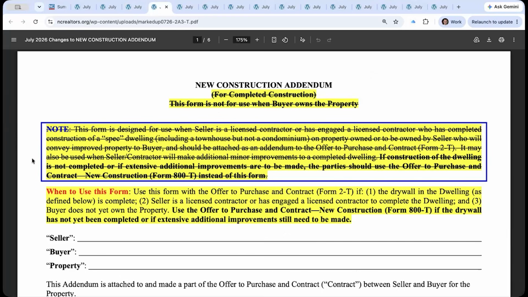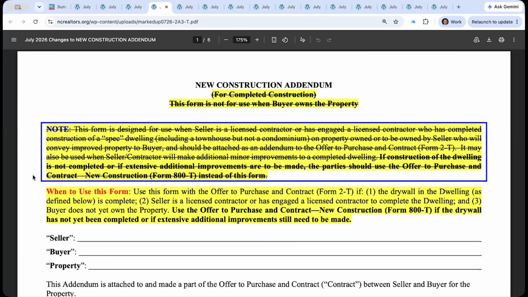Let's go ahead and move on to the new construction addendum, which got some heavy revisions this year. In the past, it was a pretty common hotline call where agents would have a house that's mid-construction. And so the question was, do we use the offer to purchase and contract with the new construction addendum, or do we use Form 800T, the new construction contract? How do we navigate that? How do we decide which contract is most appropriate? And the answer in the past was, it depends.